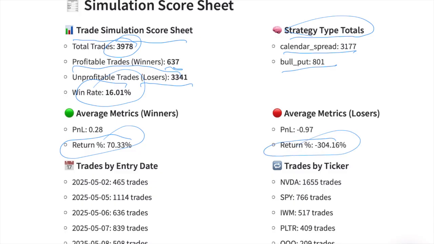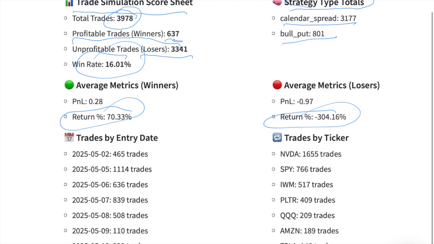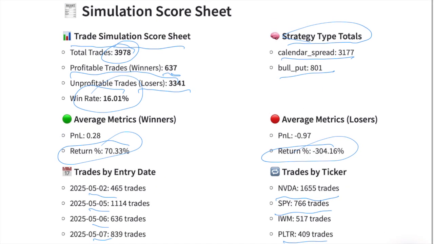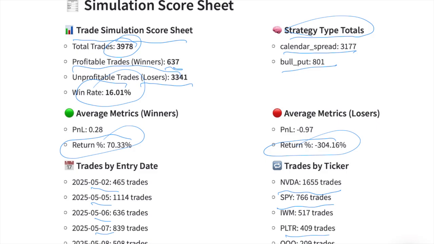And you can see here the trade entry dates, May 2nd, May 5th, May 6th, May 7th, May 8th, May 9th. A total of 9 days of entry dates. And we had 1,600 trades with NVIDIA, 766 trades on the ETF SPY. IWM is another ETF, Palantir, QQQ. So these are the tickers. And these are the entry dates.